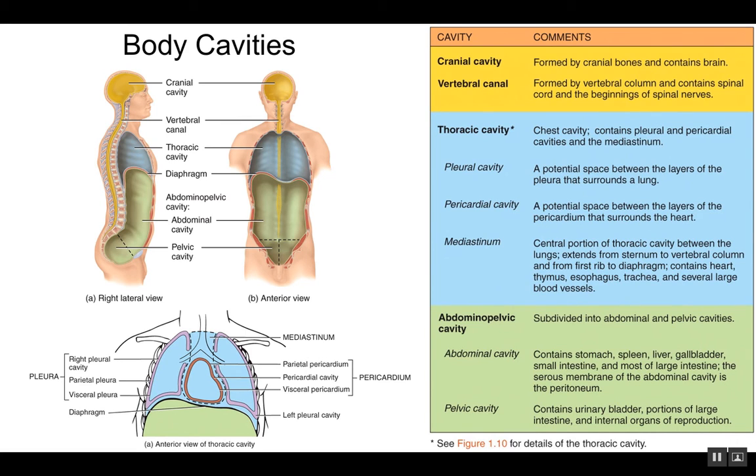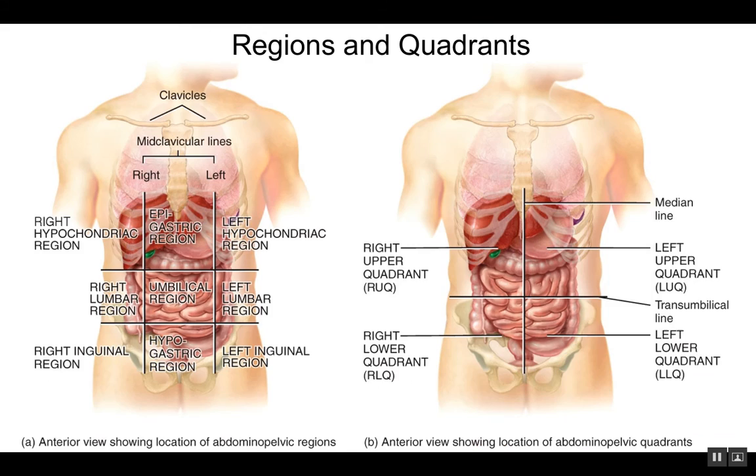Next step is to divide that large cavity, the abdominal pelvic cavity, into 9 regions or 4 quadrants. I typically use quadrants more often. I think it's easier for us. It divides this cavity into 4 instead of 9. The names are very easy to remember: upper and lower, right versus left. So right upper quadrant, left upper quadrant, right lower quadrant, and left lower quadrant.